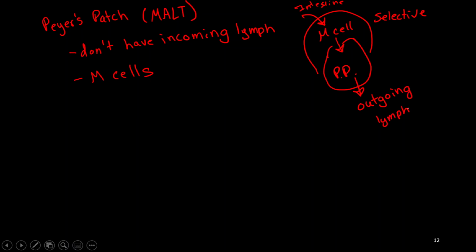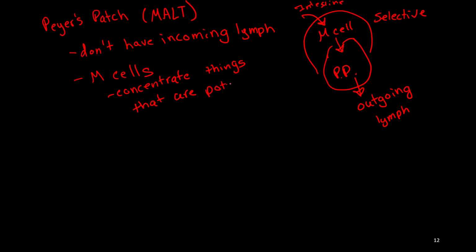Because it is going to bring in fluid, and lymph is essentially extracellular fluid that is not blood moving through your body. So it does have the outgoing system, but it's essentially going to concentrate things that are potential pathogens and not sample everything in the extracellular environment.